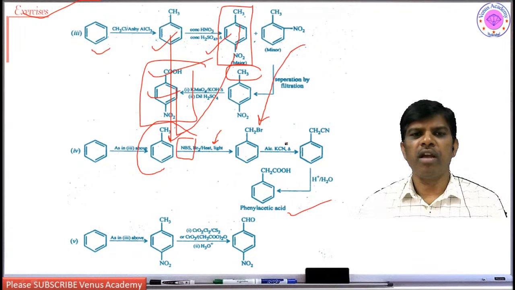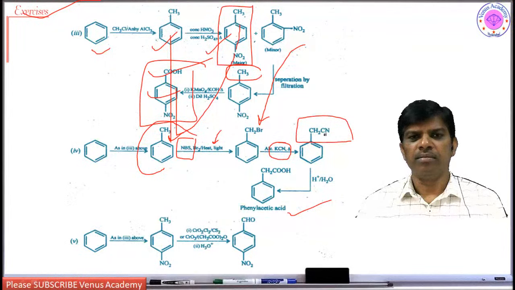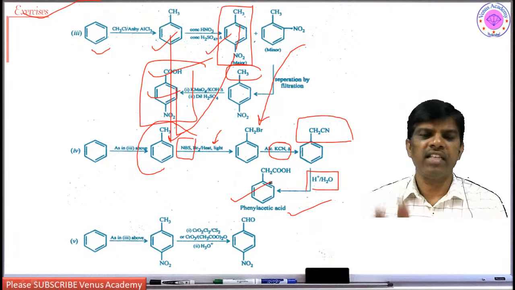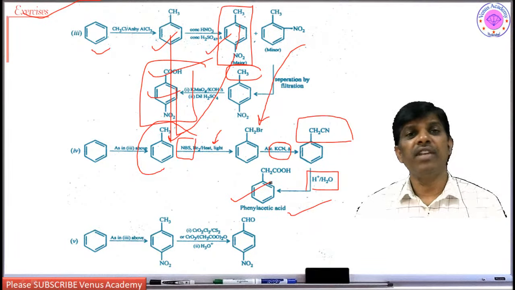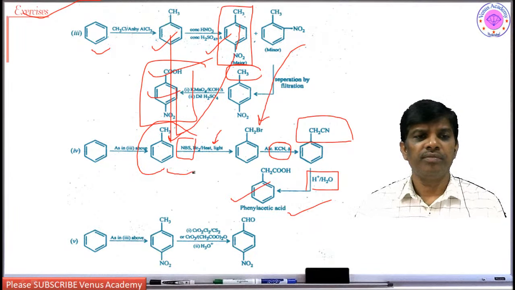This benzyl bromide upon reaction with potassium cyanide is going to form benzyl cyanide. This benzyl cyanide, on hydrolysis in presence of acid, is going to give a carboxylic acid. It is nothing but phenylacetic acid. So these conversions are very, very important, students. Please write them down somewhere if you want, how to make these conversions starting from benzene, right?